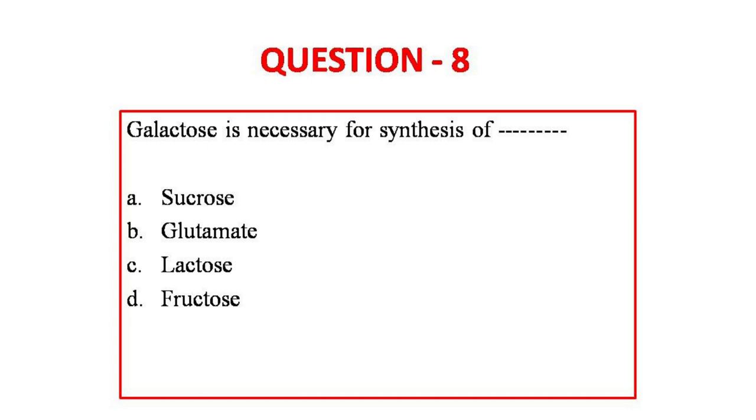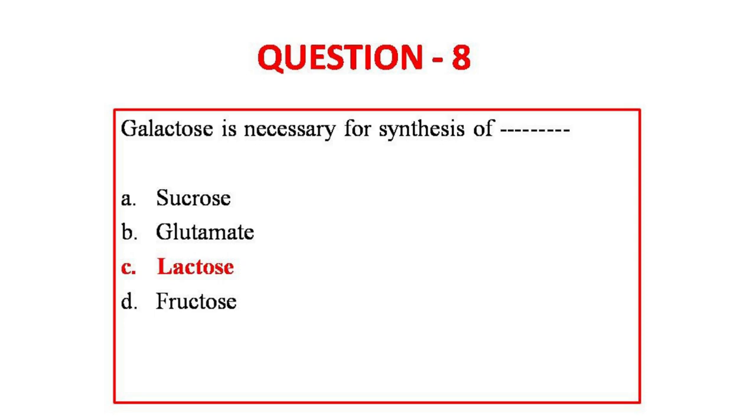Galactose is necessary for synthesis of, they've given us 4 options: sucrose, glutamate, lactose, and fructose. So, see, galactose. It has to do something with glucose kind of sugar. Keep that in mind. So the answer to this question is lactose. See, galactose is nothing but a simple sugar that is transformed in the liver before it's being used up as energy. It is a precursor of glucose actually.